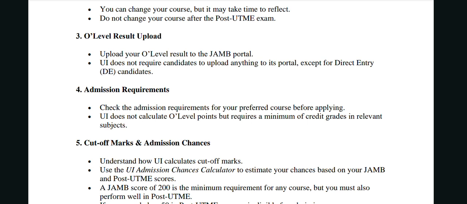Uploading of results. After you have done your JAMB registration, your O-level result, whether it is showing on your JAMB portal or not, you have to re-upload it. It's very important. Most people will forget, and at the end of the day, we'll have to be calling them to tell them to re-upload their O-level results.